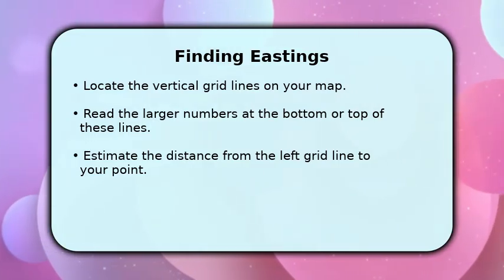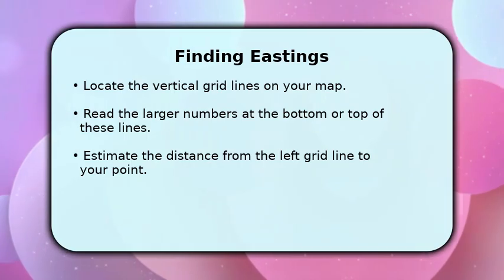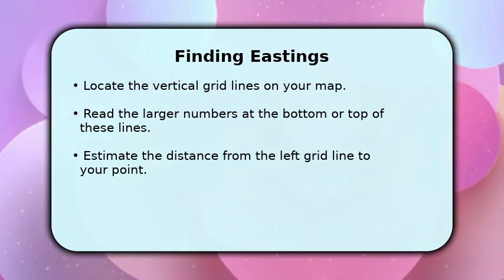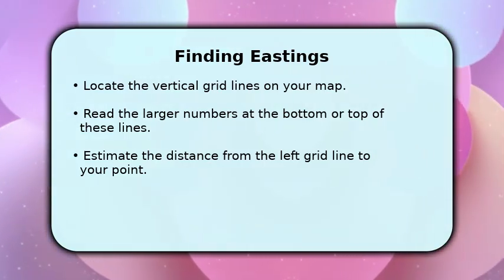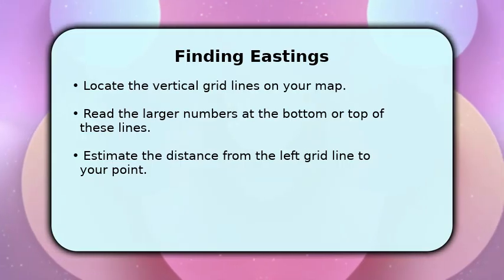For a six-figure reference, you'll then estimate how many tenths of the way your point is from the left-hand grid line to the right-hand one. This gives you the third digit.